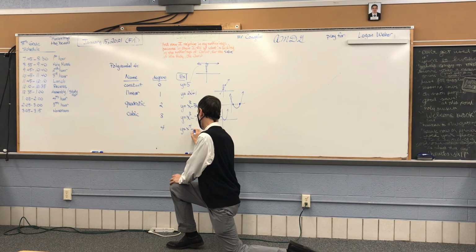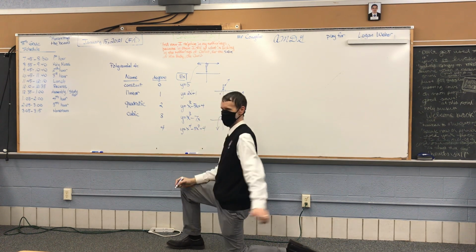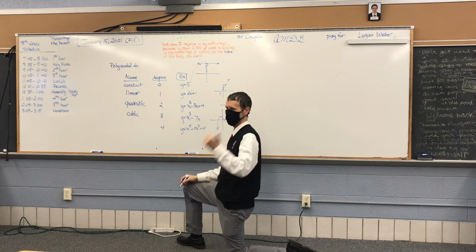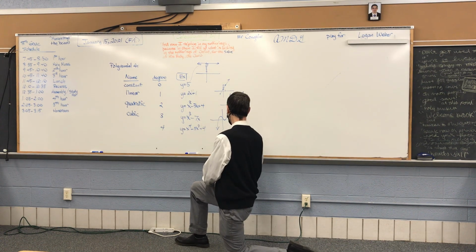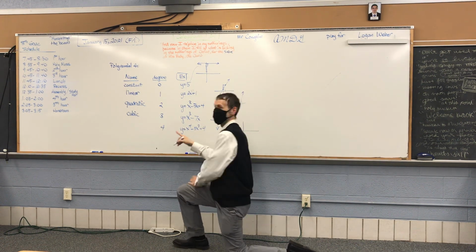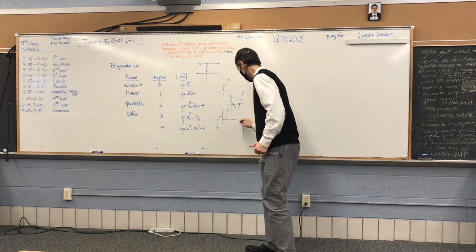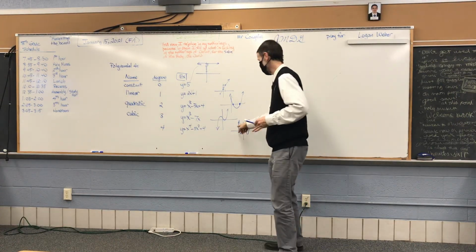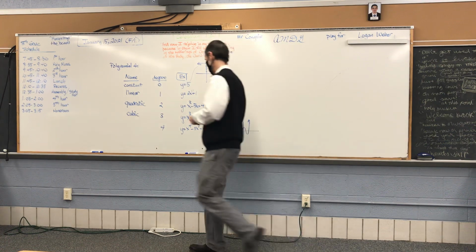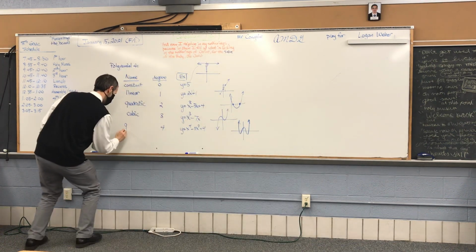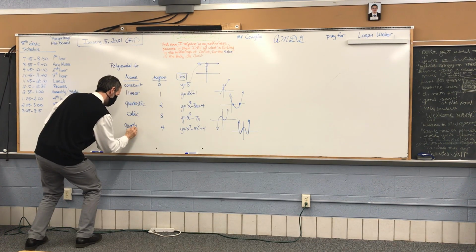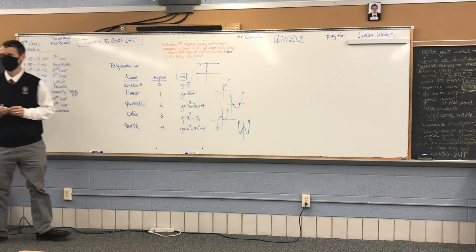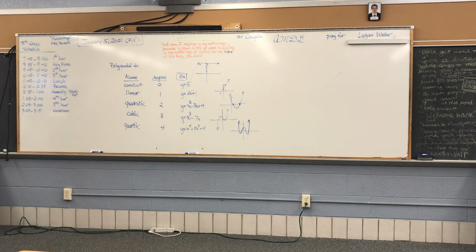X to the 4th minus 5x squared plus 4. It looks like this. It's a W shape. Now, if it's upside down, it would be an M shape. What's it called? Quartic. Quartic is degree 4. Degree 5 would be quintic.